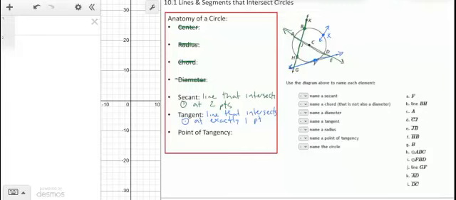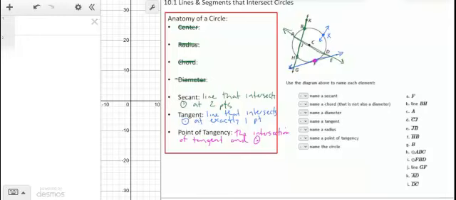And then the final definition here is the point of tangency, and that is the actual intersection of a tangent to a circle. And so once again, we see that would be point F in this case.